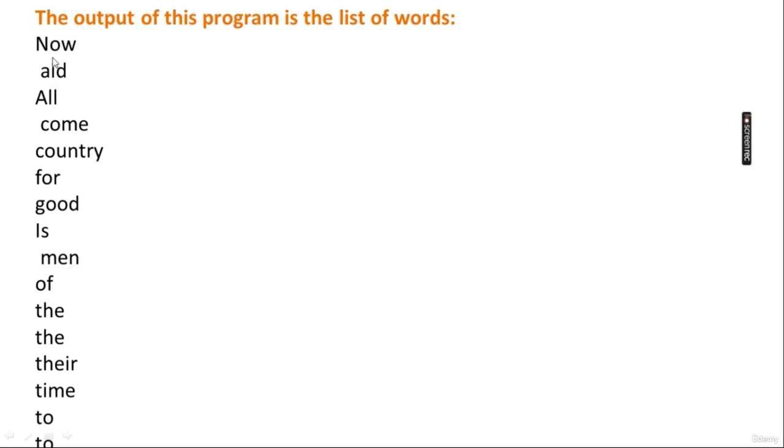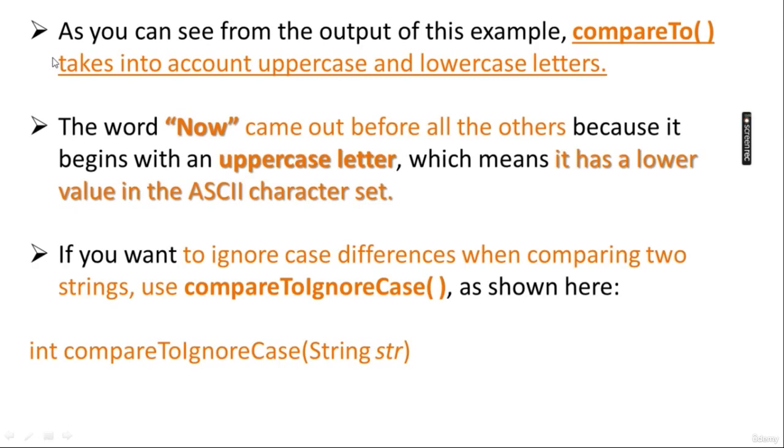So it will not come first. The output of this example, compareTo, takes into account uppercase and lowercase letters. The word "Now" comes out before all the others because it begins with an uppercase letter. If you want to ignore case differences, you can use the compareToIgnoreCase method.